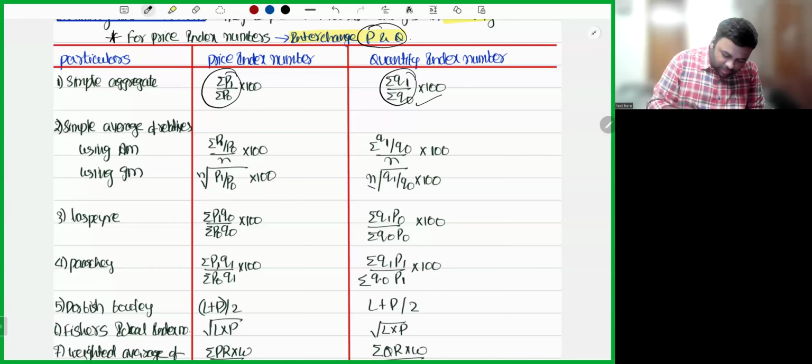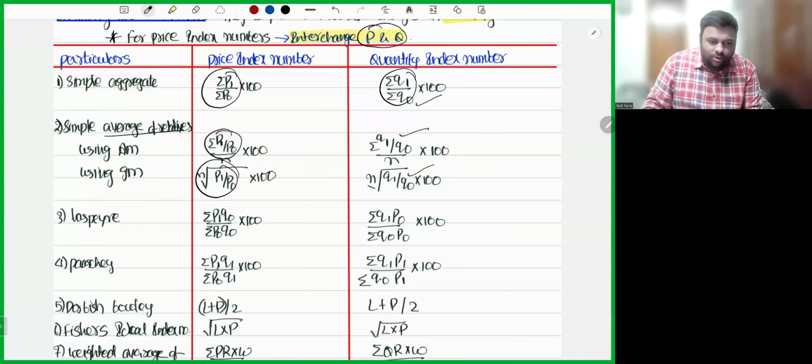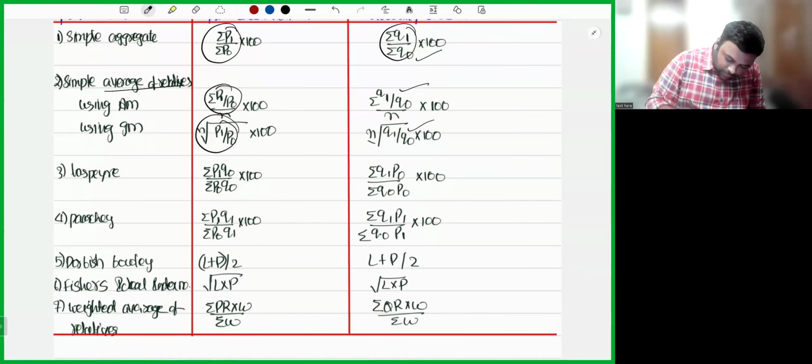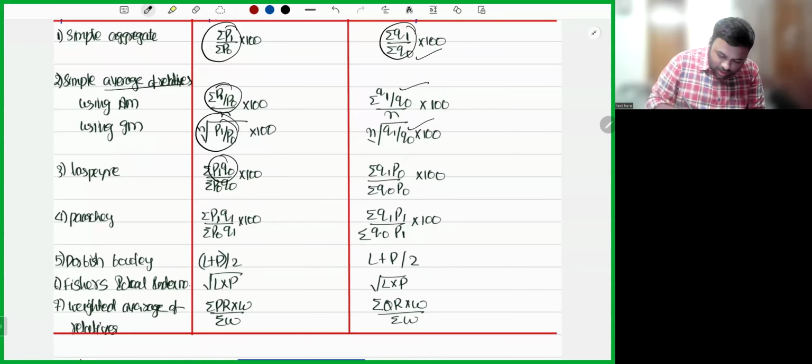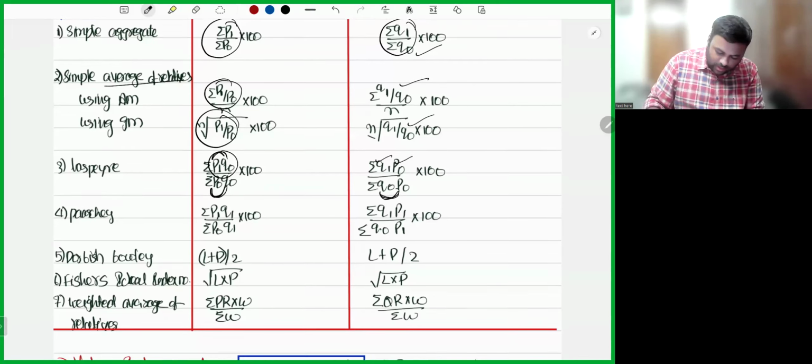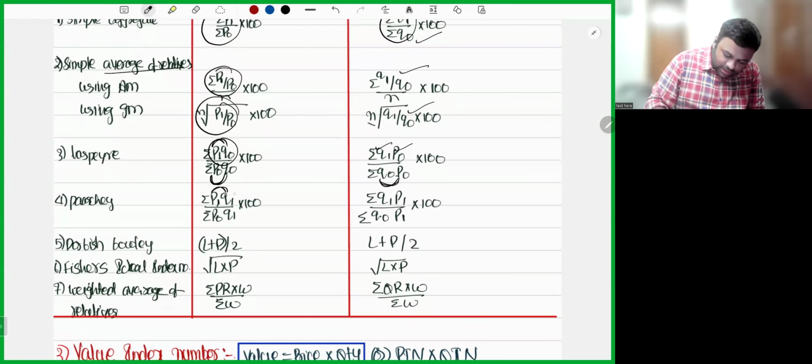What is simple average of price relatives using AM and GM? This is the formula. Now instead of P, I'll keep Q. You will get simple average of relatives of quantity index numbers using AM and GM. Now, here P1, Q0 you have, right? Now P and Q, let us interchange. You will get Q1, P0. P0, Q0 you have, right? Interchange, you will get Q0, P0. Next, P1, Q1 you have, interchange, you will get Q1, P1. See, instead of P, I kept Q. Instead of Q, I kept P. That's it.